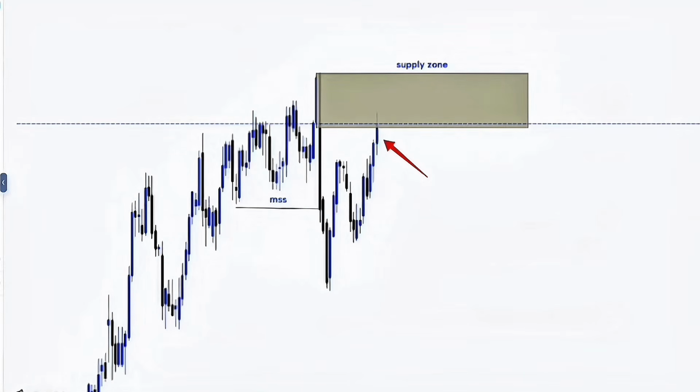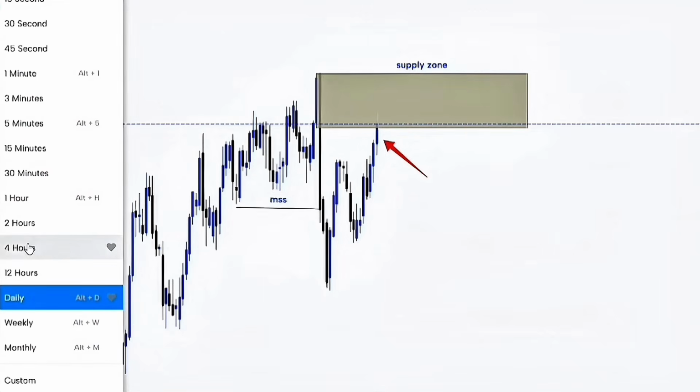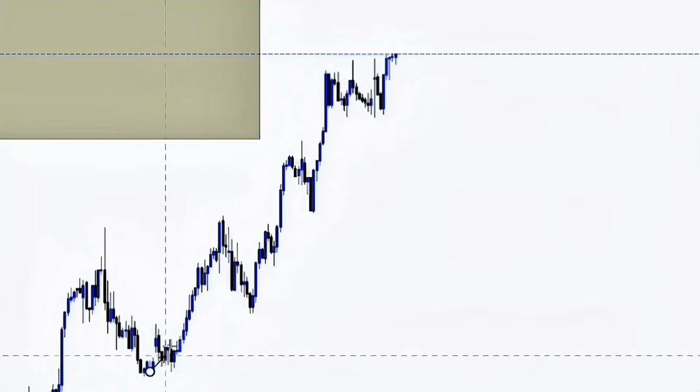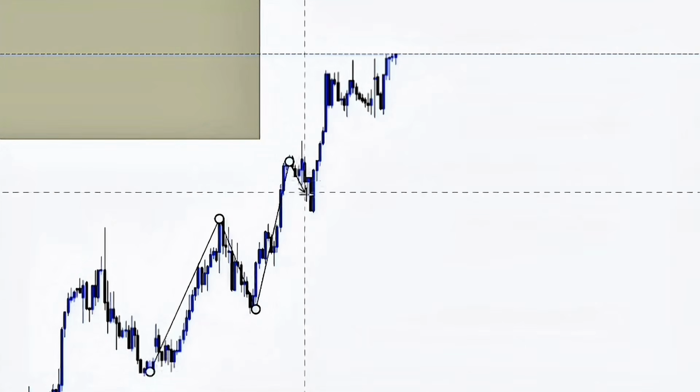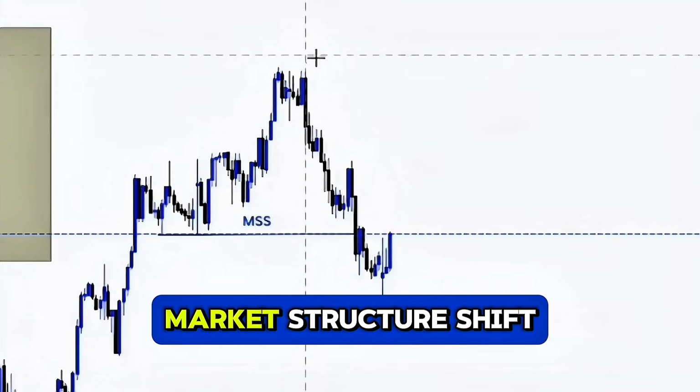So instead of rushing in, I move down to the 4 hour time frame. Notice how price was moving in waves, creating higher highs and higher lows as it pushed into our higher time frame POI. Now watch what happens next. Price breaks the previous low. That is my market structure shift.